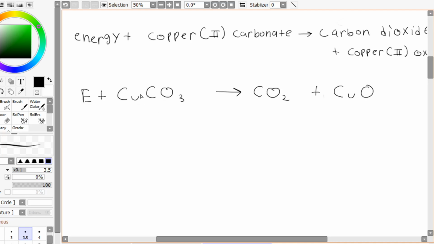But the thing with the states is that it's a good practice to write the states of each of the compounds. And it's known that copper 2 carbonate is solid, the carbon dioxide is a gas, and then copper 2 oxide is a solid. The states can be a solid, a liquid, a gas, or an aqueous. An aqueous means that it's going to be dissolved in water. It's not a liquid or a solid, it's just that to exist, it needs to be in water.